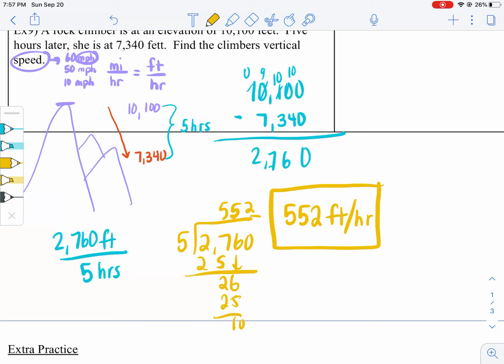Okay? But now let's just remember, the answer is not positive. The answer is negative. And the reason the answer is negative, I'm going to put the answer as negative in now, is because she is descending. She's going down. Okay?